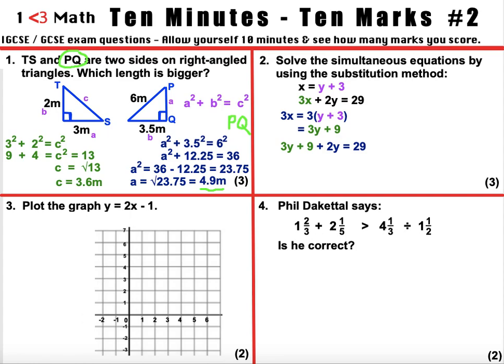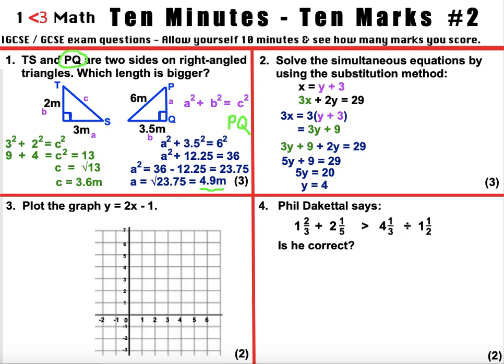We now collect our like terms. That's 5y plus 9 equals 29. We subtract 9 from both sides. So we've got 5y equals 20. Divide by 5 on both sides. We get y equals 4.